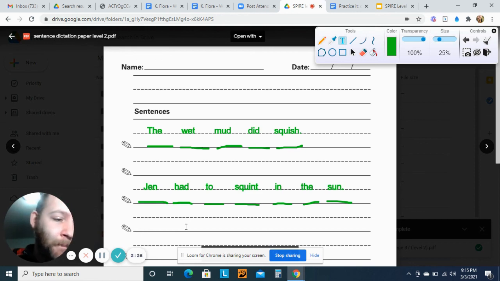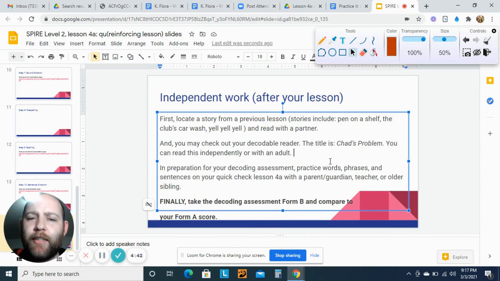Too bright. So, if you did not get something correct, remember you just put brackets around the word and put the correct spelling above it. I hope you remember to put the periods at the end of the sentences and that you capitalize the beginning of the sentences, especially capitalizing Jen. Since you're finished with step 10, let's look at the independent work for this lesson.